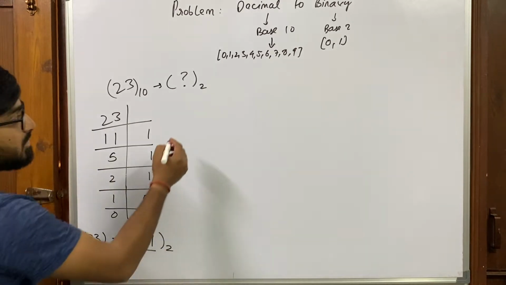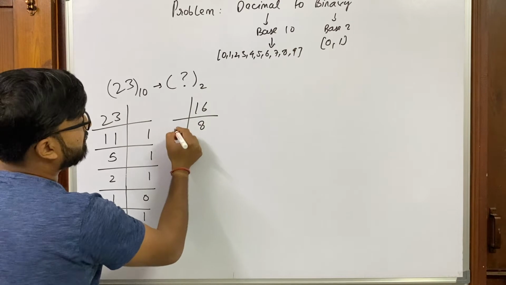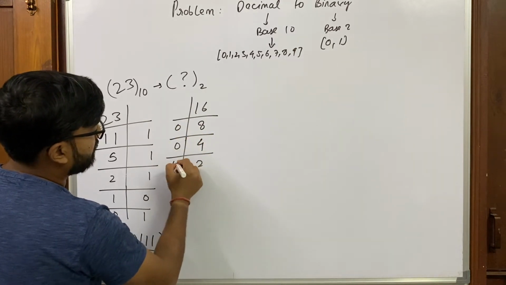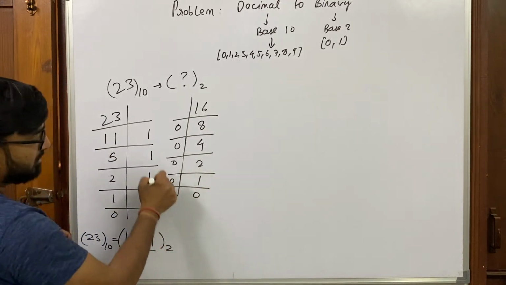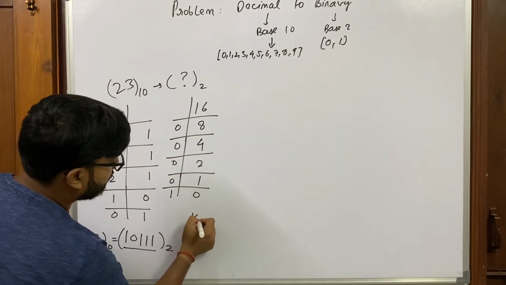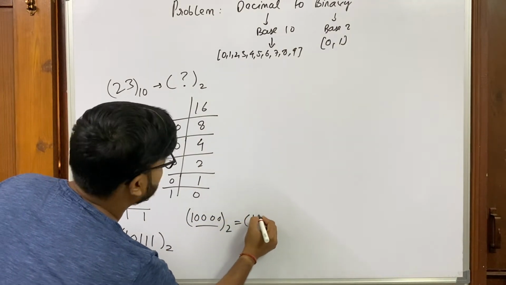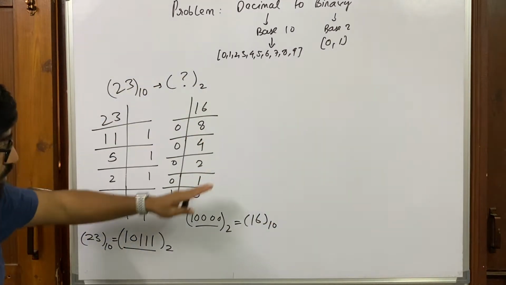Let's look at another example. 16. You divide it by 2, you get 8, remainder 0; you get 4, remainder 0; you get 2, remainder 0; you get 1, remainder 0; you get 0, remainder 1. Appending them in reverse order, you have 1, 0, 0, 0, 0. So 10000 in base 2 is basically 16 in base 10. This is the step we code in our solution.